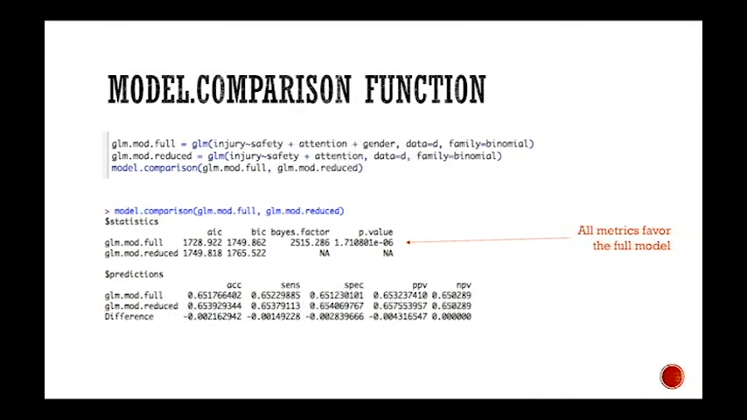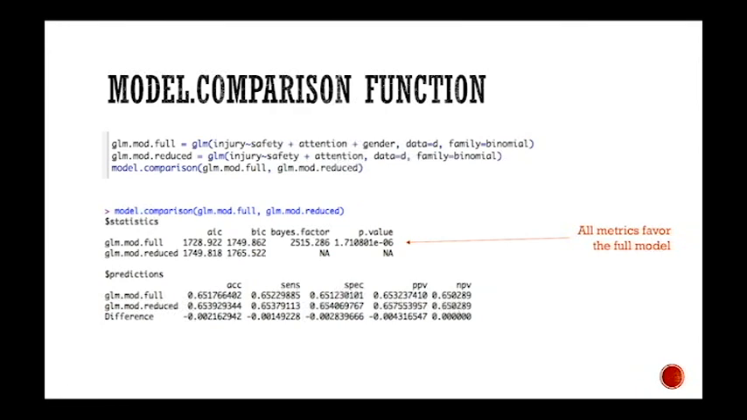But what's important here is that across the board, the differences in predictions are very, very small. So even though the model comparisons suggest that AIC, BIC, Bayes factor, and p-value all favor the full model, the predictions actually aren't that different. I suspect the reason all these favor the full model, despite such a minuscule change in prediction, is because the sample size is so big.